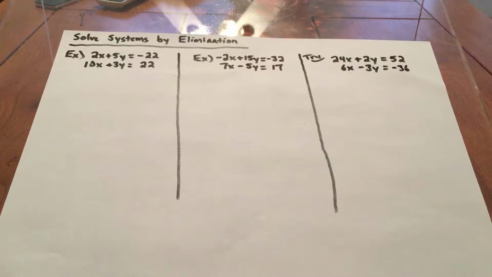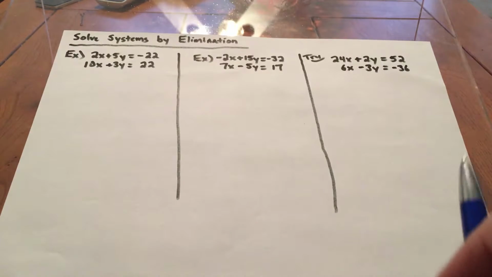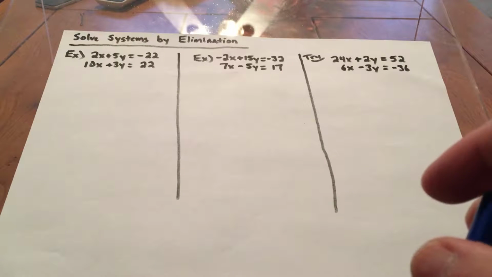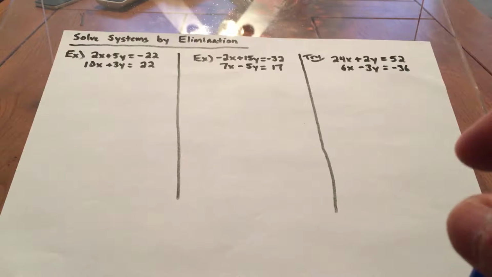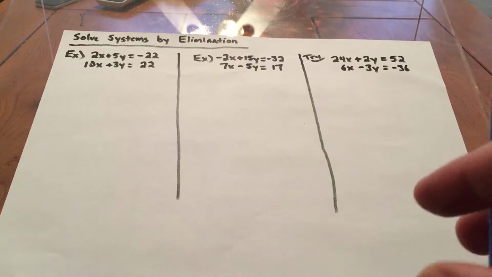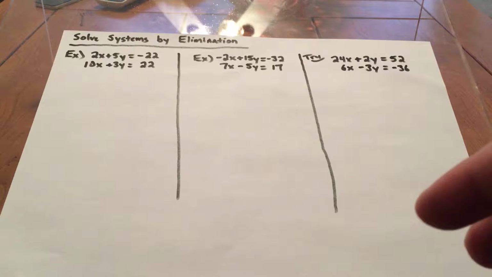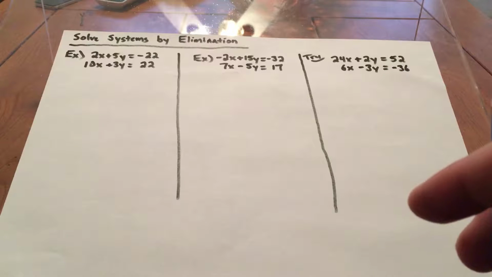Okay, so our goal for today is to learn the final method for solving systems. We've learned how to solve by graphing. We've learned how to solve by substitution, which was kind of messy. And now today we're going to use what's called the elimination method.